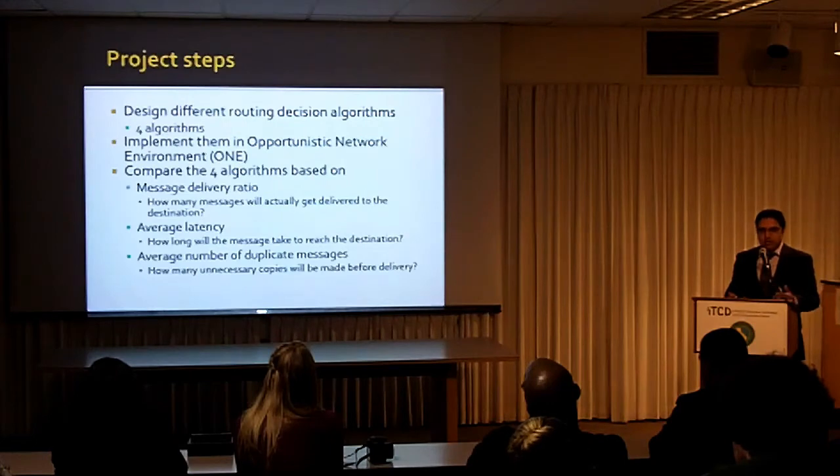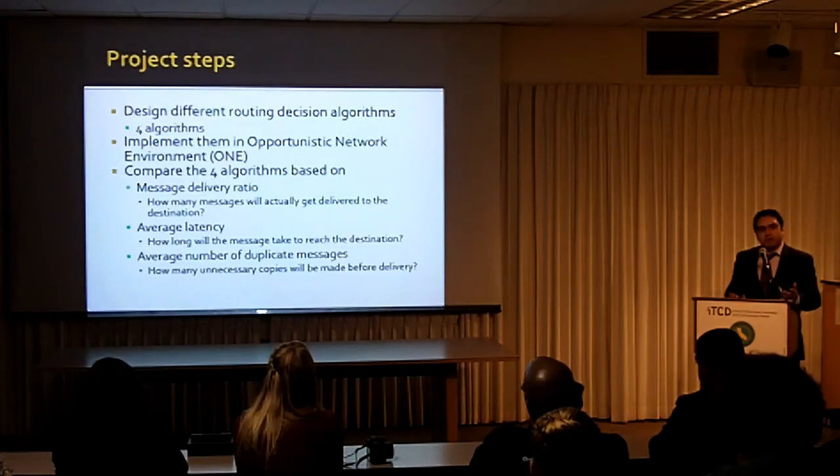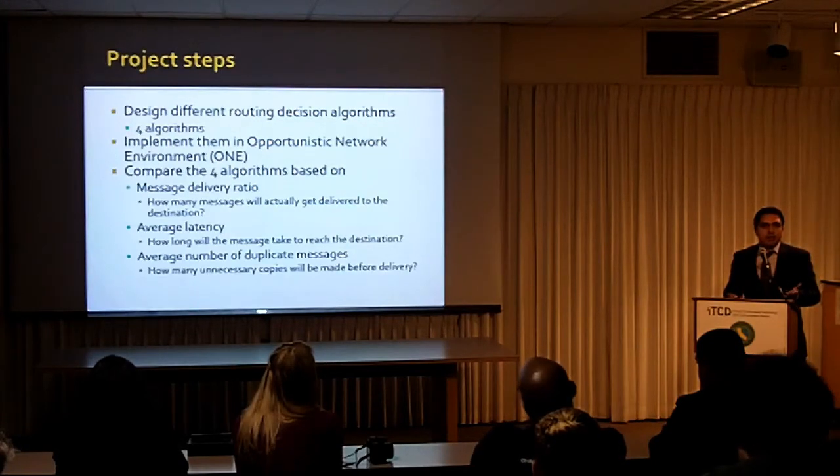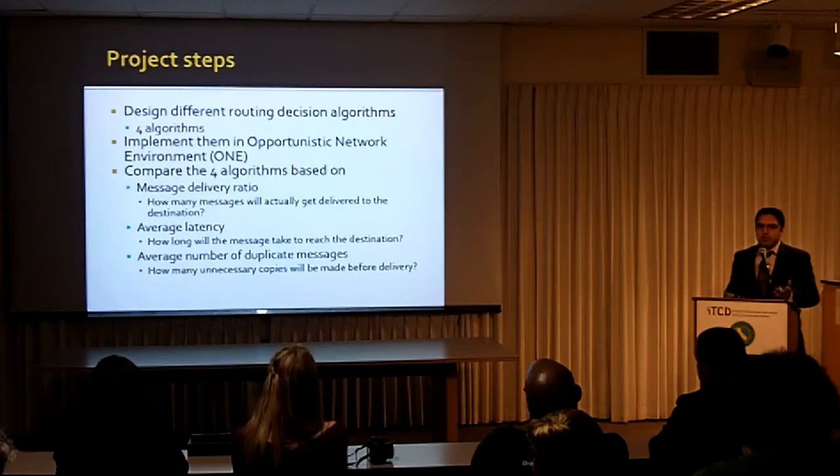And once they were simulated, the performance parameters that we were interested in were the message delivery ratio, or the number of messages that were actually being delivered, the average latency, how long it took a message to reach its destination, and the average number of duplicate messages, or the number of unnecessary copies that were made before the message was delivered. In this network environment, messages are always being duplicated and forwarded in order to increase their chances of delivery, which is why we wanted to look at the average number of duplicates being produced in each simulation.